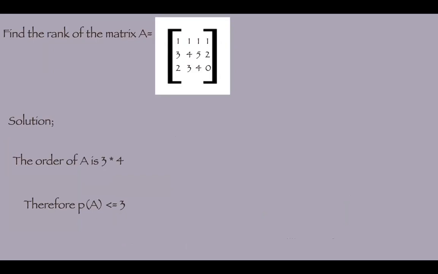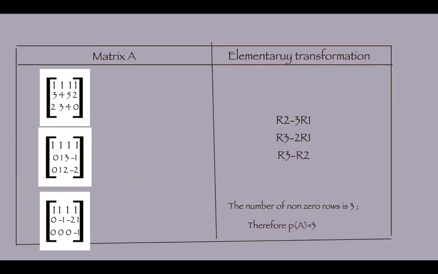Find the rank of a matrix A. And this is another example. We have to find the rank of matrix A for the given matrix. Solution: the order of matrix A is 3 by 4, so it is a 3 by 4 matrix. Therefore, the rank of A is at most 3.